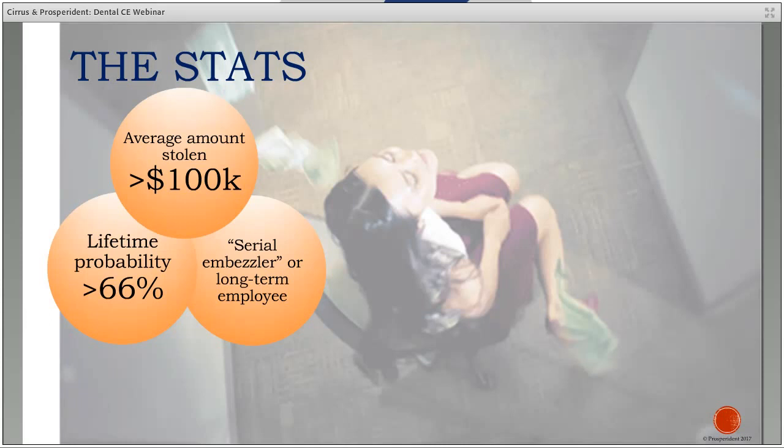Embezzlers fit two profiles. We have people called serial embezzlers. So these are people who steal in one office and get caught and get fired and move on to another office where they do the same thing. In some cases, we've seen embezzlers who have managed to work in 14 to 15 different offices and steal from all of them. I think what it really points to, and this is a great topic for another day, is the laxity to which dentists do background checking.